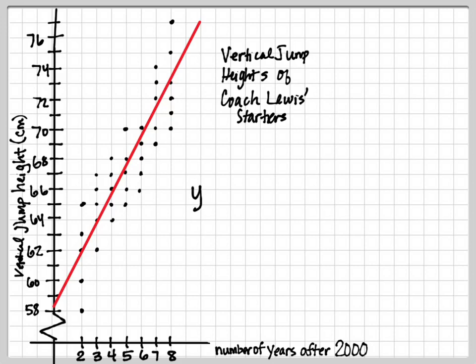So it's y equals, I'm skipping over the mx part for a moment, and I'm going to put my y-intercept. My y-intercept looks like it's at about 58. I'll even write it more specific. I'll call it 58 and a half, just for fun. Looks like 58 and a half on mine.